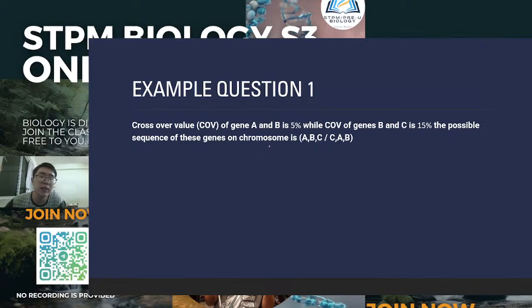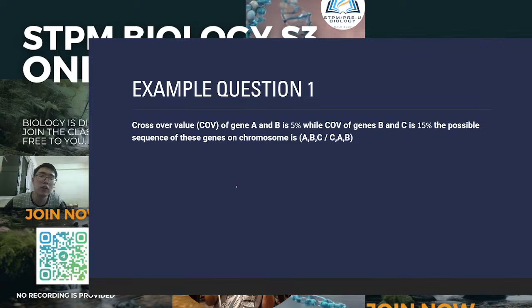If you want to do this kind of question, you need to estimate the lowest distance first. That is A and B first, not B and C. The clue for doing this question is you need to estimate the distance between A and B first, not B and C. It is not recommended. Why? Because for the longer distance, maybe there is another gene within the 15% between B and C. We don't know. So to be safe, you are encouraged to estimate the distance for the lowest one first, so it's A and B.